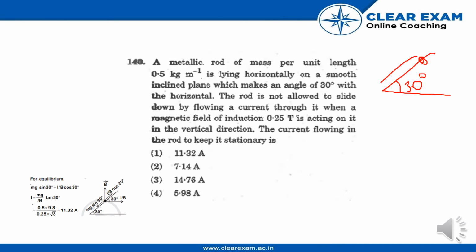So for that we need to remember the equilibrium equation, that is mg sin theta equal to I l B cos theta. Here g is the gravitational acceleration, which we generally take as 10, m is the mass, I is the current, and B cos theta is the magnetic component, and theta is 30 degrees. We have already been given that. So from that we can find the value of I, which is the current flowing in the rod and keeping it stationary. So we can find the value of I as 11.32 amperes, which is this one.